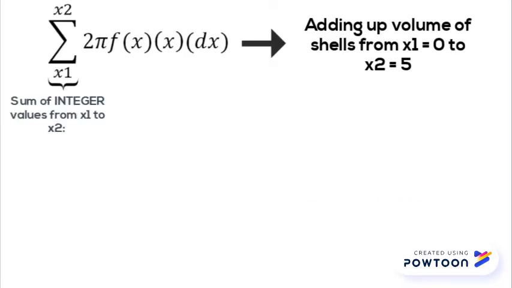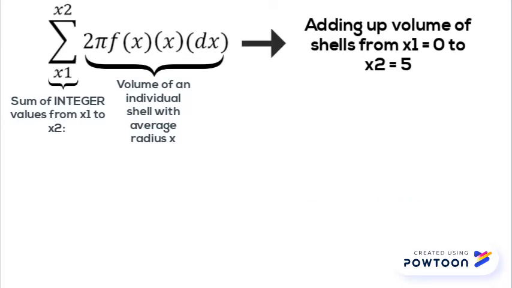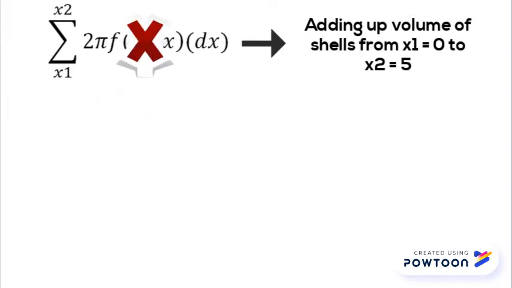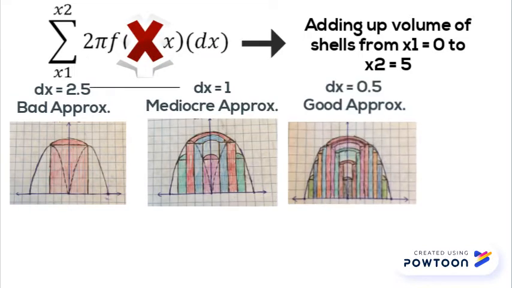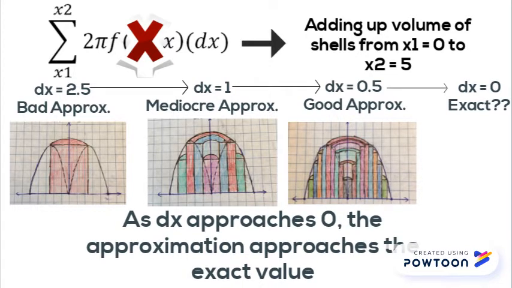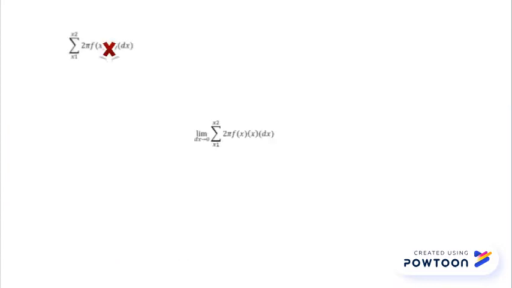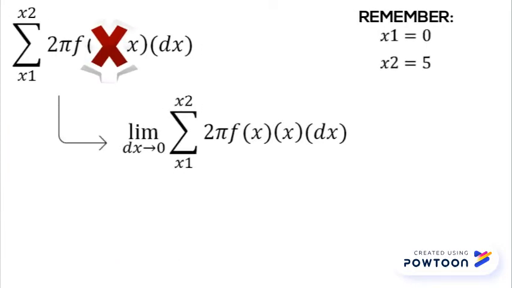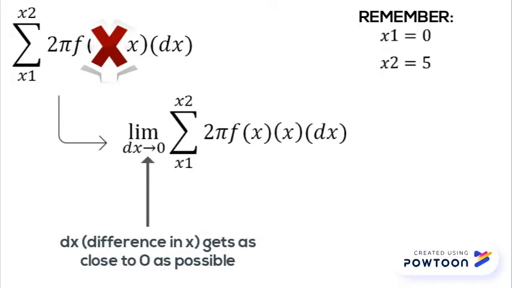Now, adding up the total volume of multiple shells is still not the exact volume of the cake, but if you make the shells thinner, then your approximation will be better. And that's when you realize that if you make the shells infinitely thin, then the shell's approximation of the bundt cake will be exact. So you express the volume of the bundt cake as the sum of the volumes of the shells from x equals 0 to x equals 5, with a limit to make dx as small as possible.